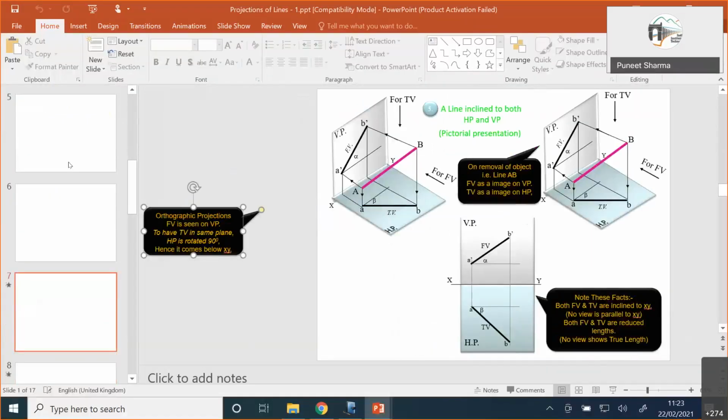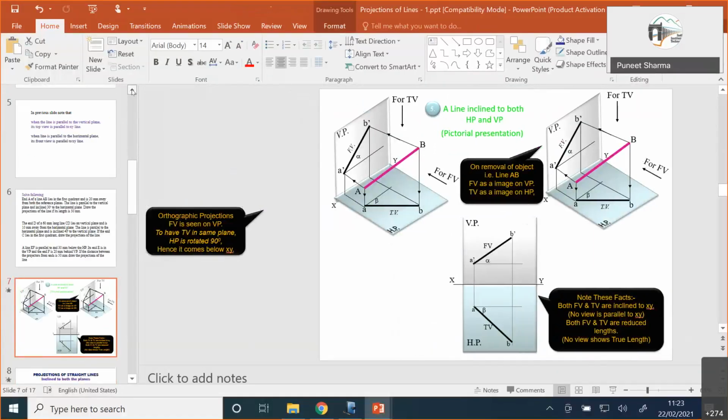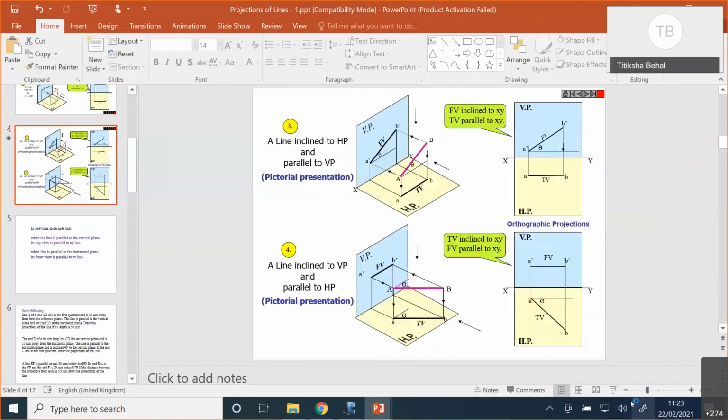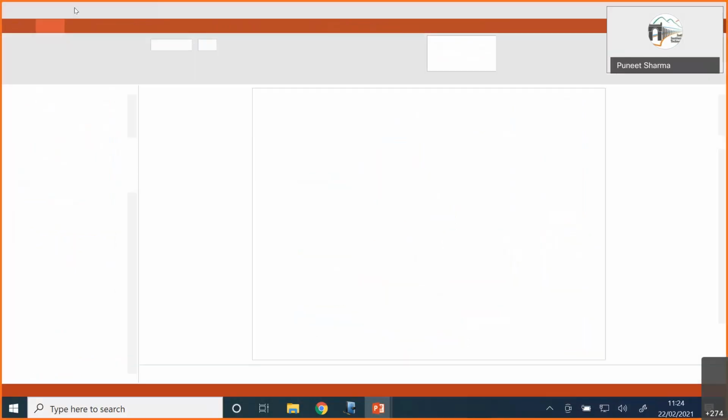Excuse me, sir. When you say the true inclination of the line, it means that it has separate inclination with respect to the vertical and horizontal? We are discussing further, so I hope it will become clear. If not, then we'll get back to you. Okay, sir.